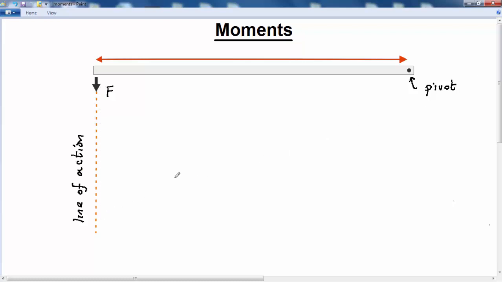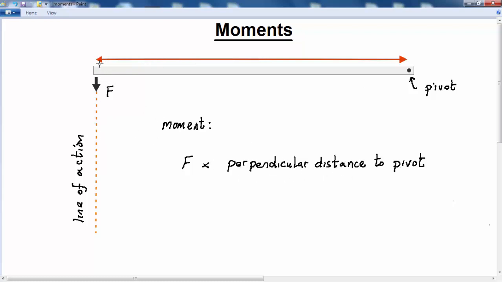the line of action. So the moment produced by this force is equal to F multiplied by the perpendicular distance from the line of action of the force to the pivot point. By perpendicular, what we're doing is we're drawing a line which is at right angles to this line of action of the force, and we're measuring the distance between that line of action to the pivot. So we'll just call that distance r, and we'll say that the moment is equal to F times r.